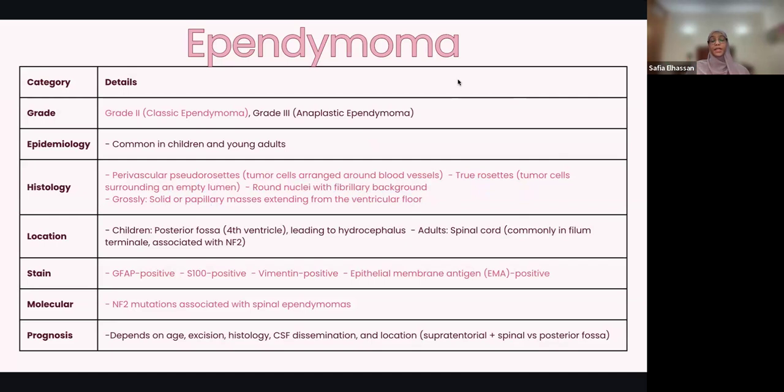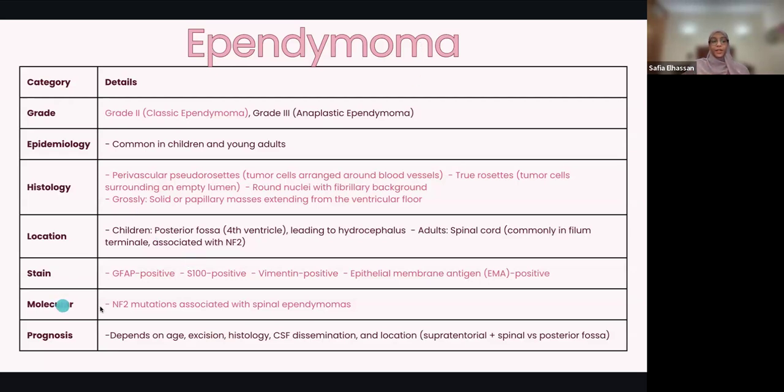So the location depends on whether it's in a child or in an adult. In children, it's most likely seen in the posterior fossa or the fourth ventricle, which leads to hydrocephalus. And then in adults, you would typically see it in the spinal cord. As for the stains, 4 different stains: GFAP, S100, Vimentin, EMA. This is the only tumor that we've taken that has like 4 different stains.